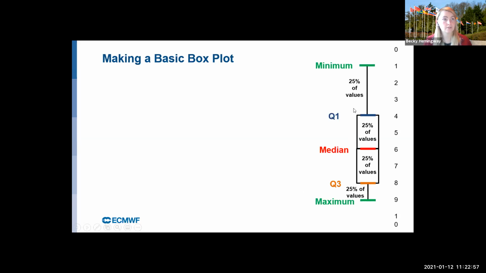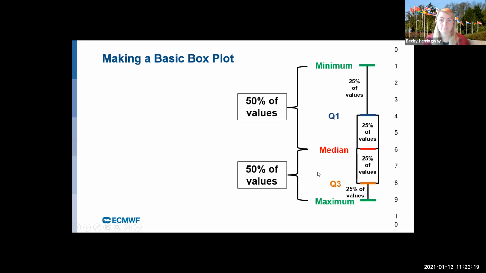Now in terms of values, 25% or a quarter of the values are between the minimum and the first quartile. Another 25% are between the first quartile and the median. Another 25% are between the median and the third quartile. And another 25% are between the third quartile and the maximum. I'm just expanding this further. So half your values will be between the median and the minimum value, and half your values will be between the median and the maximum value. So hopefully that is a very simple basic outline of how a box plot is created and what it means.